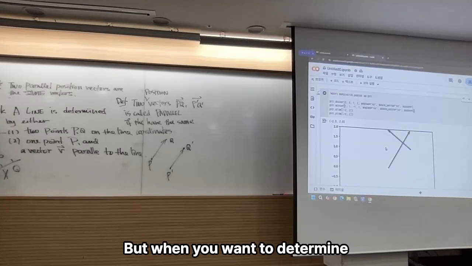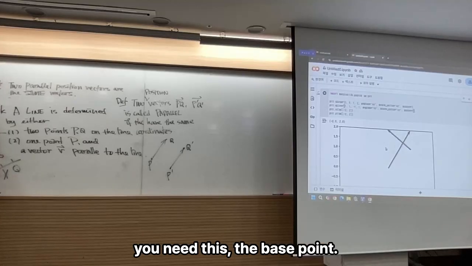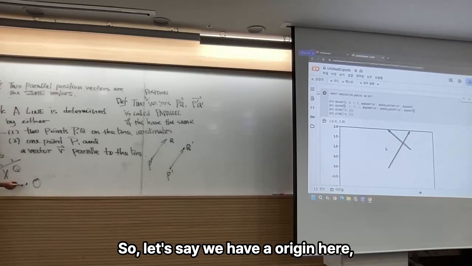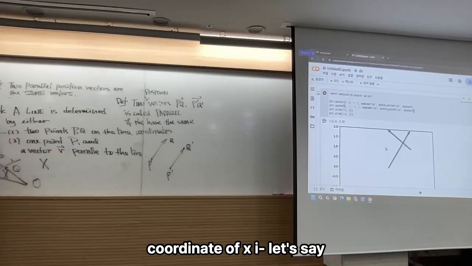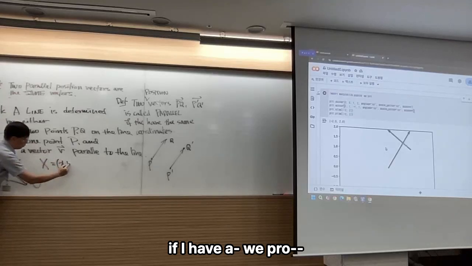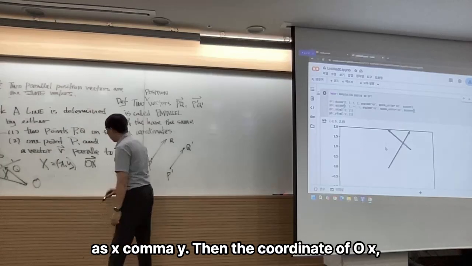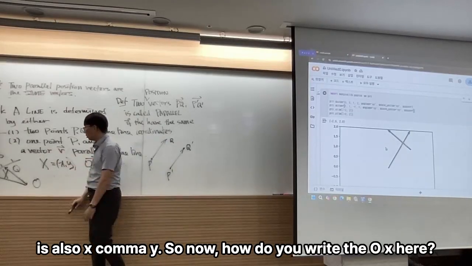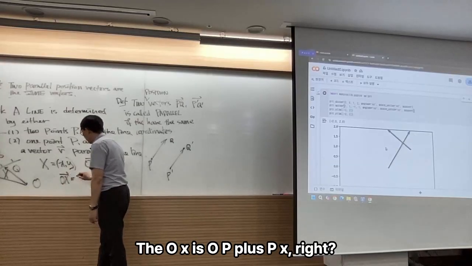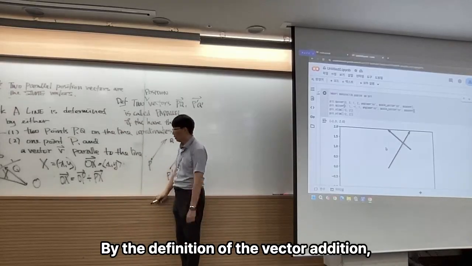And this only indicates the direction and size from P to X. But when you want to determine the absolute coordinate, the absolute position of this vector, you need an origin. You need the base point. So let's say we have an origin here. Then the coordinate of the point X, let's write it as x comma y, and the coordinate of OX, the position vector, is also x comma y. So now how do you write OX? OX is OP plus PX, right? By the definition of vector addition.